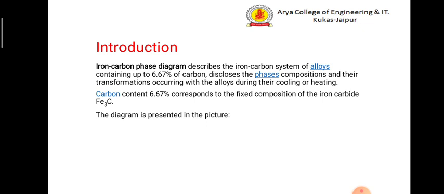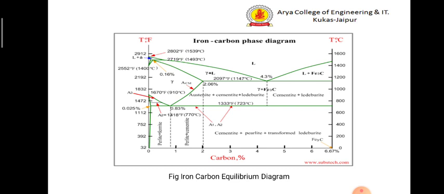Carbon content 6.67% corresponds to the fixed composition of iron carbide, Fe3C. The diagram is shown in the figure. The iron-carbon diagram is shown in the figure. In this figure, the x-axis shows the carbon percentage and the y-axis shows the temperature, and the different phases are also shown in this diagram.